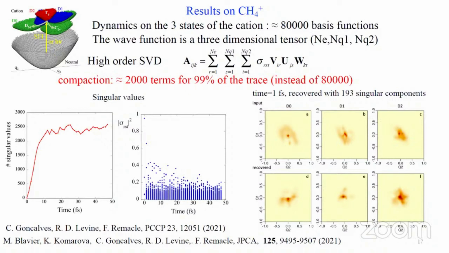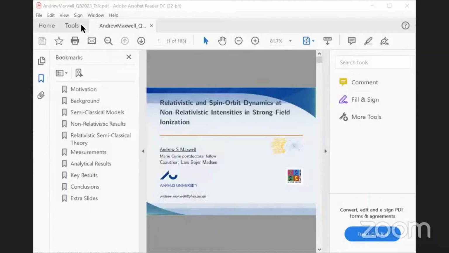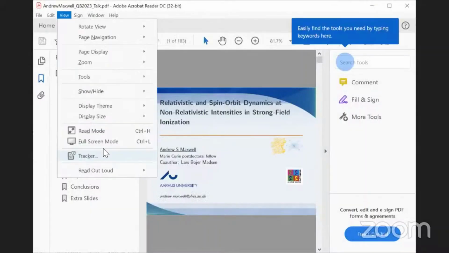The next speaker will be Andrew Maxwell, who will be talking probably about vortices, I guess. Not this time. No, about spin-orbit coupling and other non-relativistic effects. All right. Where's the pointer? Is this one? Okay.